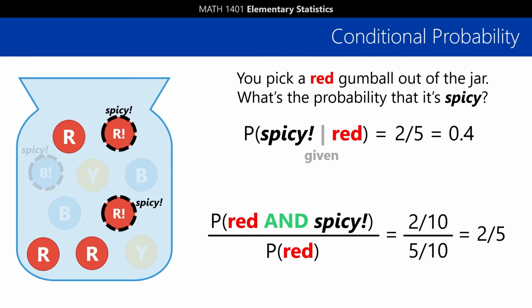We can also calculate conditional probabilities using other probabilities we already know. If we take the probability of being red and spicy and divide it by the probability of being red overall, we also end up getting the same probability, 2/5. In either case, our denominator contains our given information, our condition, and the numerator combines it with the other thing we're trying to find out.